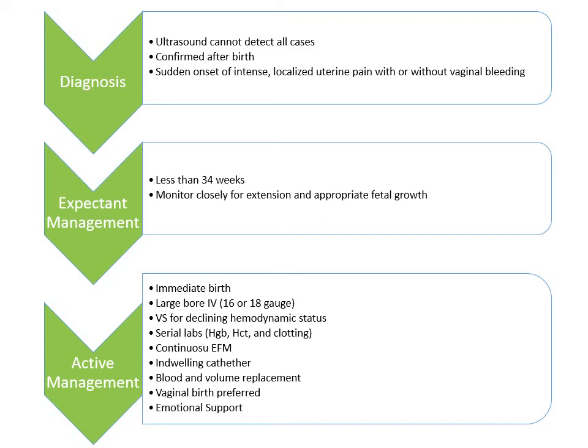Vaginal birth is preferred due to the risk of clotting difficulties. However, a cesarean may become necessary. Cesarean should not be considered if the woman has severe, uncorrected coagulopathy. Emotional support is important because a woman and her family could be experiencing loss.